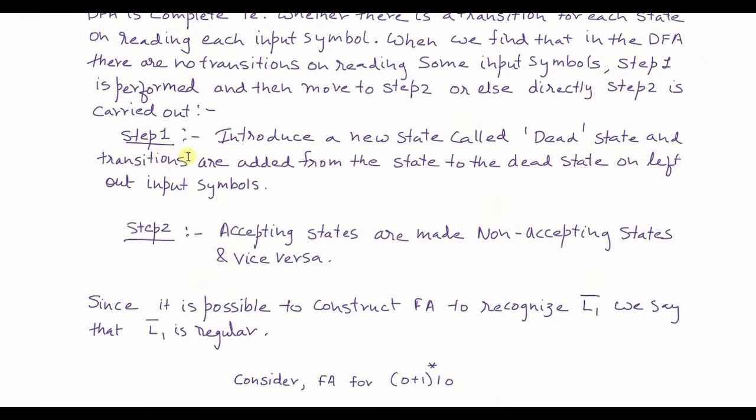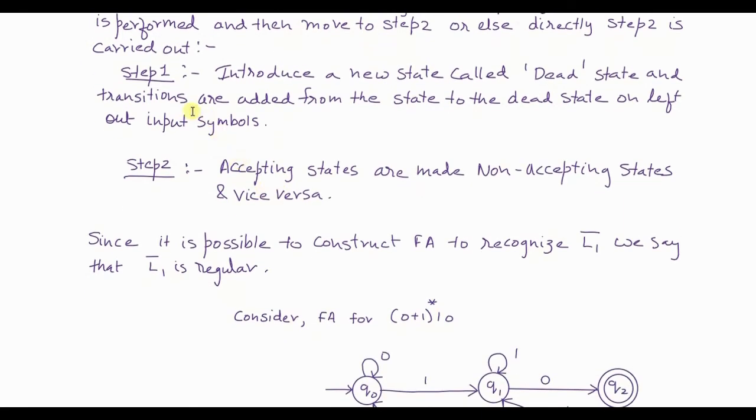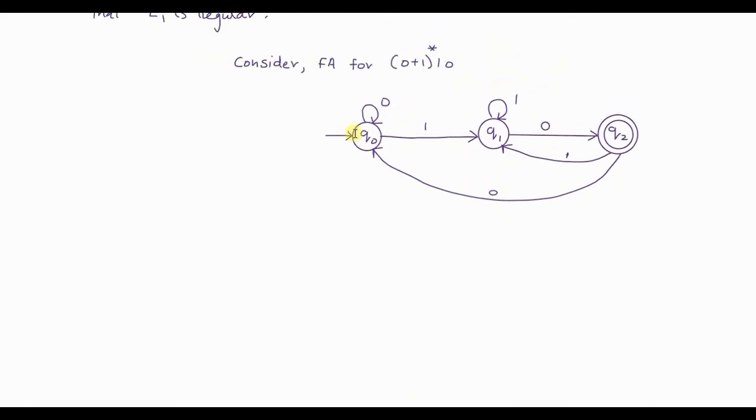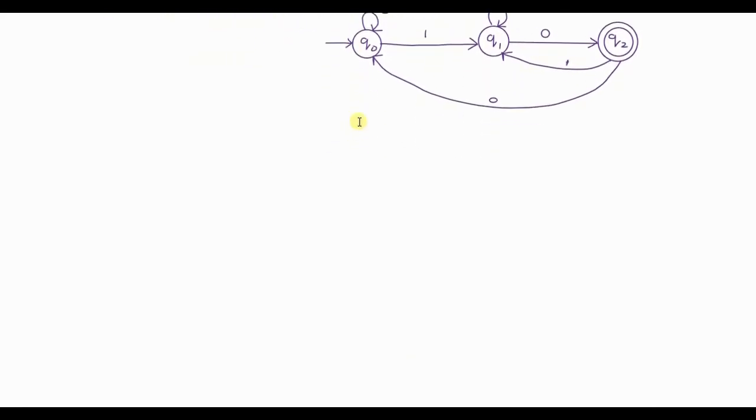The first step says introduce a new state called a dead state, and transitions are added from the state to the dead state on left out input symbols. Then once this is done, in step 2 the accepting states are made non-accepting states and vice versa. So first let us see what step 1 does.